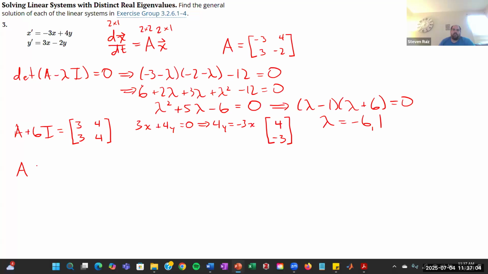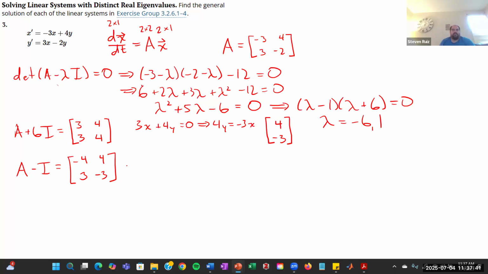Now, what does A minus I look like? That'll be -4, 4. So basically, and to be clear, the way I'm making these new matrices is, since these are A minus lambda I, I'm basically subtracting whatever my eigenvalue is from this major diagonal. So from top left to bottom right. So -3 minus 1 is -4. -2 minus 1 is going to be -3. The entries that are not along that diagonal don't get altered.